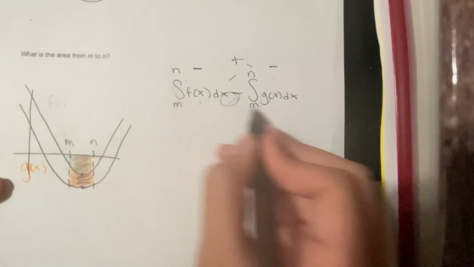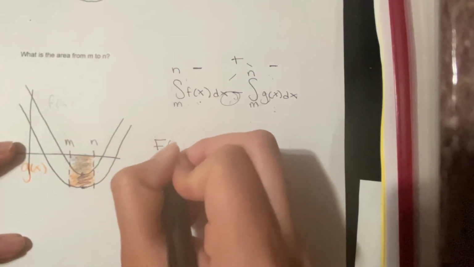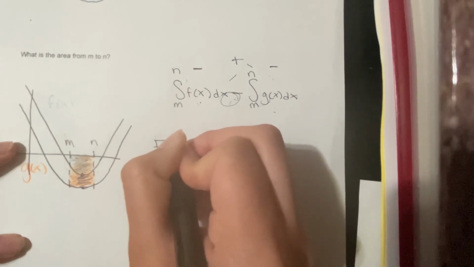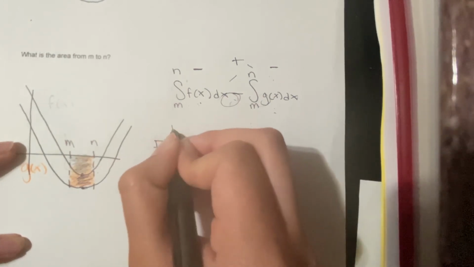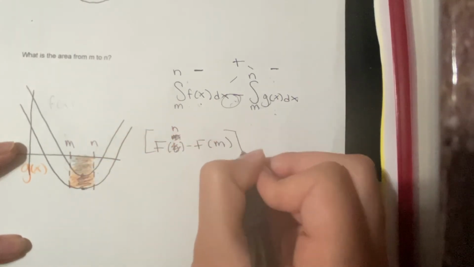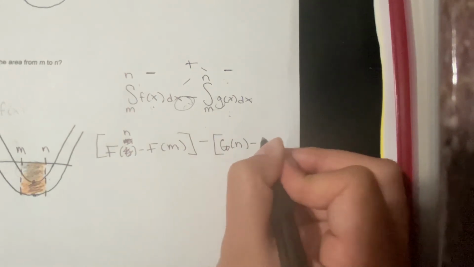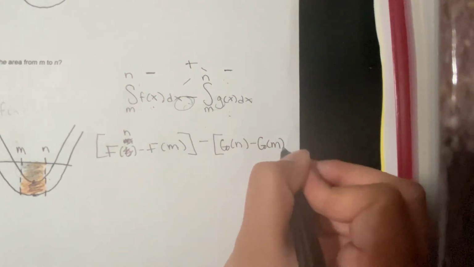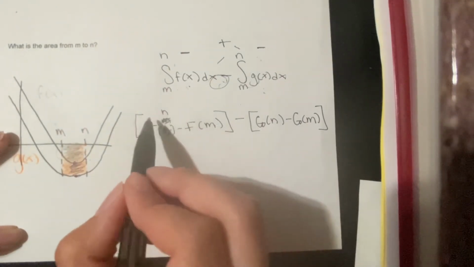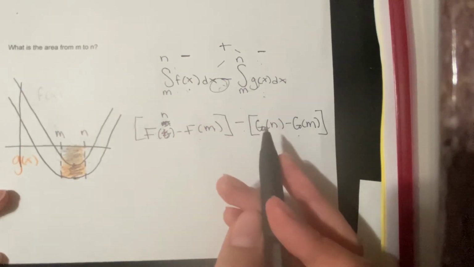And again, if we were going to solve this using values, we would subtract capital F of M from capital F of N, and we're going to subtract that from capital G of N minus capital G of M. Now we would find these values, and really all we would have to do is just plug the numbers in if we had values.